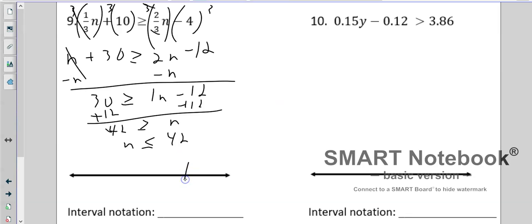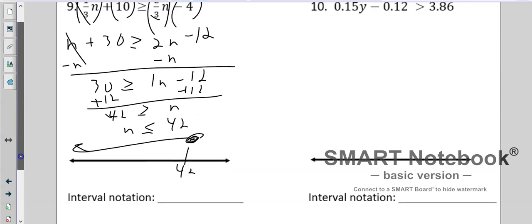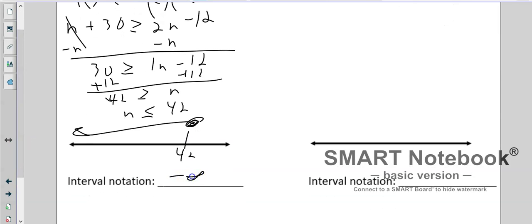So we're at 42. Solid dot, and less than or equal. Horrible line there. Remember, we're going towards negative infinity. We always put negative infinity on the left. 42, bracket, parentheses, that's it.